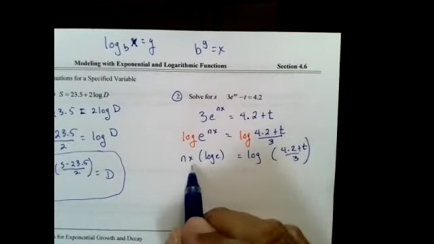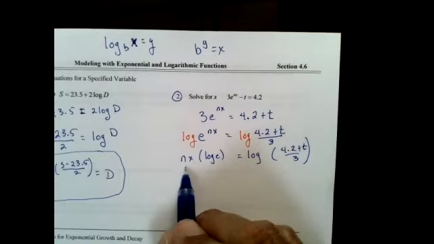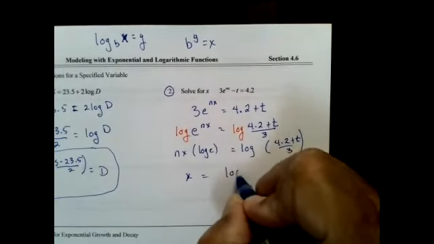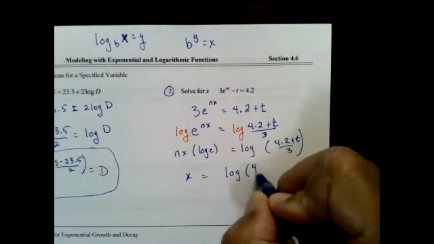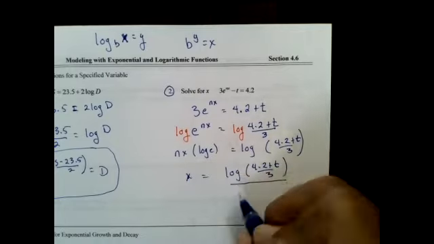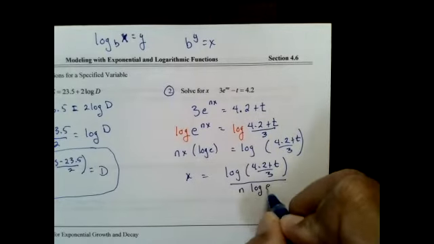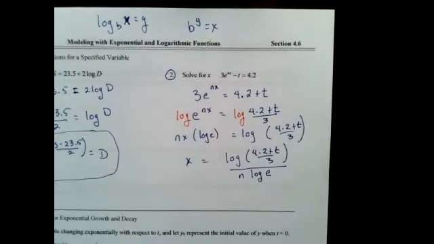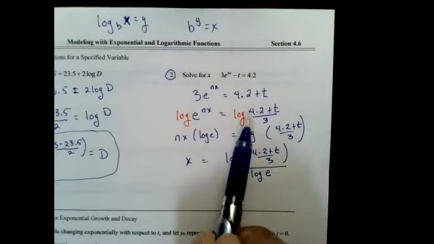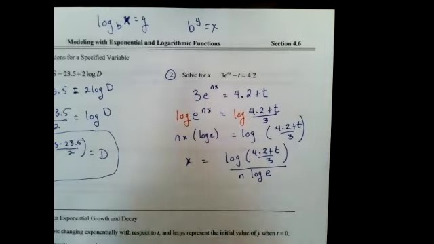As you can see, I can now get x alone. I'm going to divide by n and I'm going to divide by log e. X equals this whole guy, log of 4.2 plus t over 3 divided by n log e. I accomplished what I needed to do. Get the x alone. Solve for x. Again, I had that as an exponent. One way to bring it around, log of a side. Now, by the power rule, I can bring that exponent to the front.